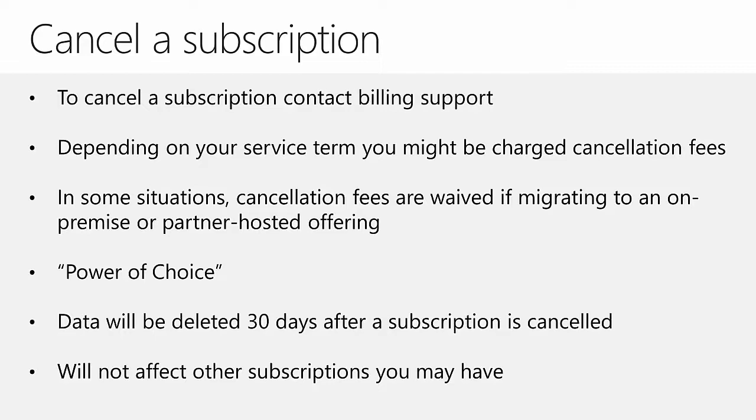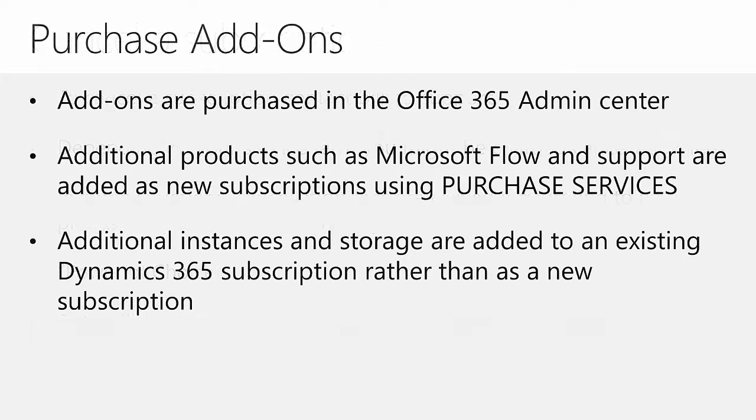It is important for the organization not to request their final power of choice backup before first deciding if there's any data that needs to be exported before the instances become disabled. And of course, any other online subscription the organization has, such as Office 365 for example, will not be affected by the move to Dynamics 365 on-premise.